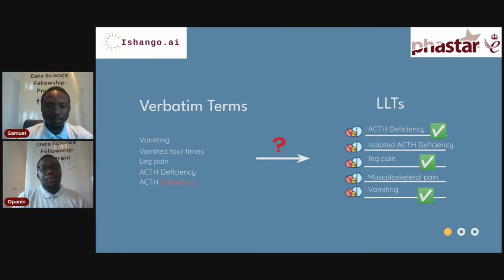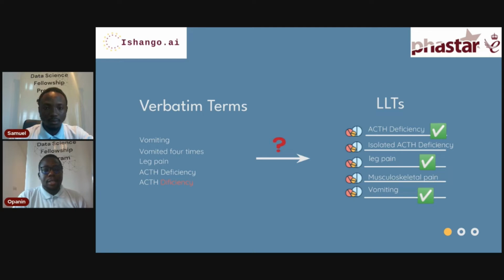So in order to improve on the 60% benchmark of the autocoder, we realized this set of problems of the autocoder. First, the autocoder only does direct matching. So it cannot see the difference between vomiting and vomited 4 times.